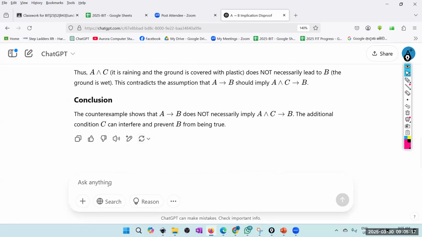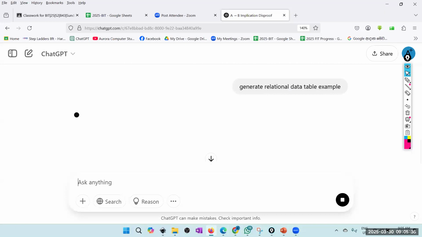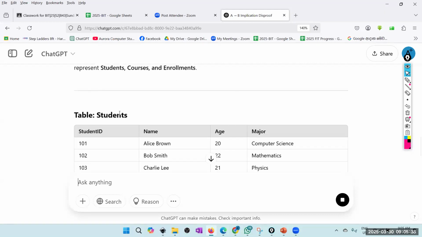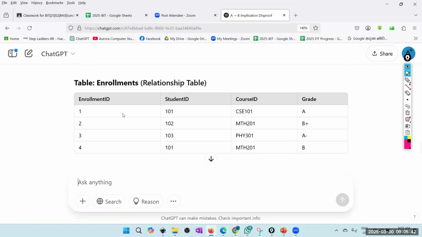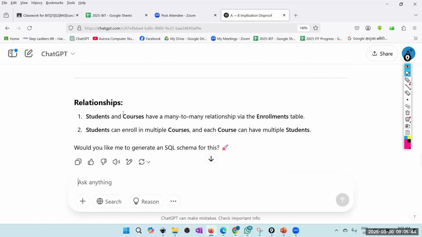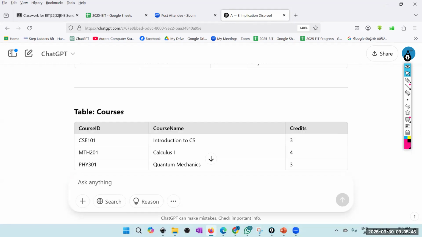Okay, so shall we ask it to generate data? Generate relational table, data table example. Let's see whether this makes sense. Okay, it's a big table. Okay, I think this is relational data.